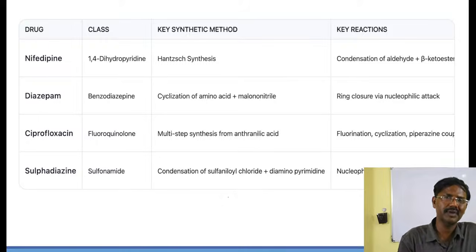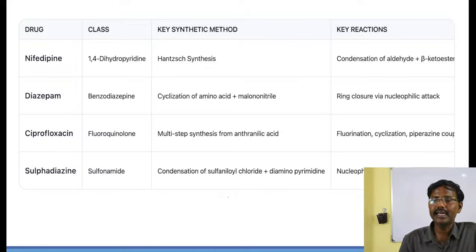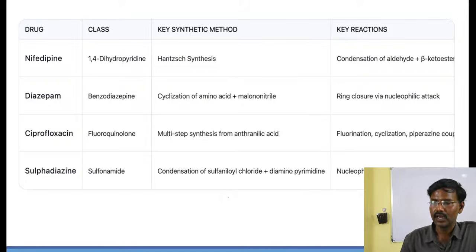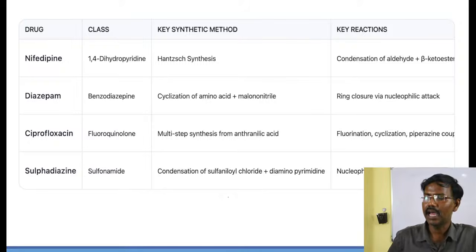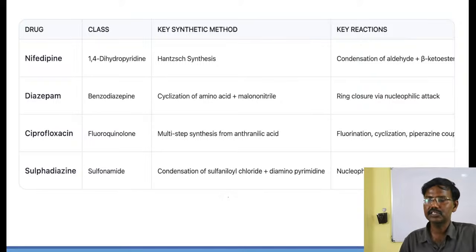You have already discussed it in pharmacology, the mechanism of action and side effects, but from the chemistry point of view you must remember the chemical ring present in it. Okay, fluoroquinolone, right? And it involves multiple step synthesis from anthranilic acid. And then the key reactions are fluorination, cyclization, and piperazine. So these are the main key points about ciprofloxacin. And then another one is sulfadiazine, sulfonamide, condensation of sulfonyl chloride and diaminopyrimidine, right? This is a nucleophilic substitution reaction.